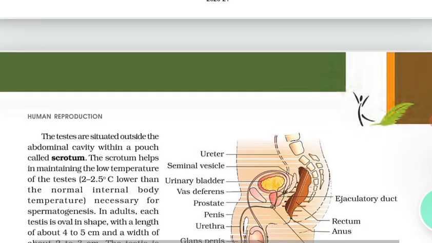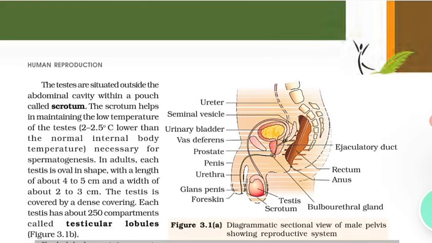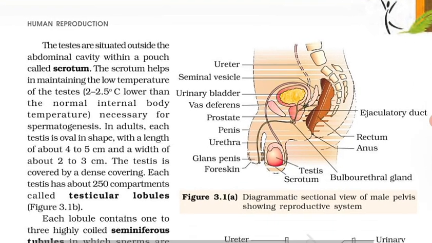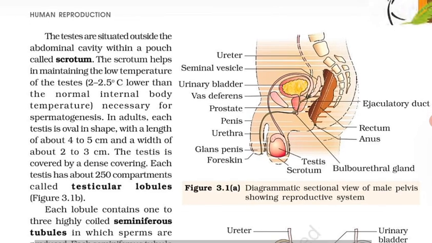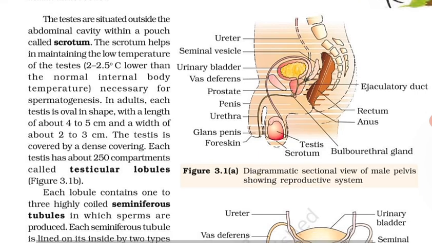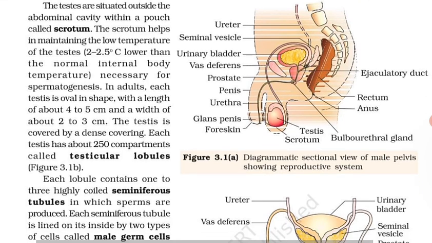The testes are situated outside the abdominal cavity within a pouch called scrotum. The scrotum helps in maintaining the low temperature of the testes, that is 2 to 2.5 degrees Celsius lower than the normal internal body temperature, necessary for spermatogenesis. Here he can change something, but the correct one is 2 to 2.5 degrees Celsius lower than the normal internal body temperature. He can replace lower with higher, but okay.